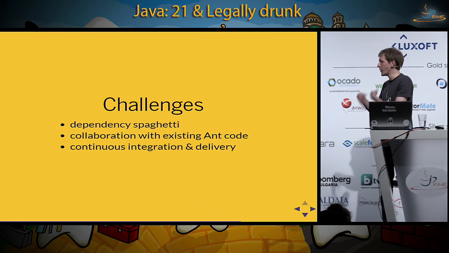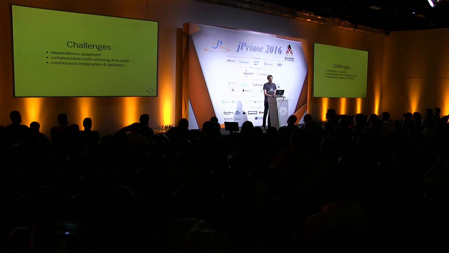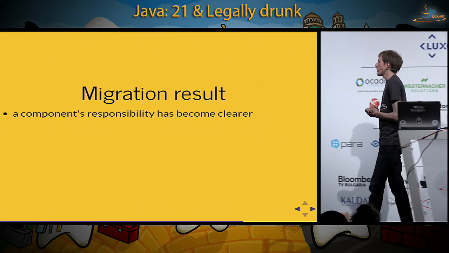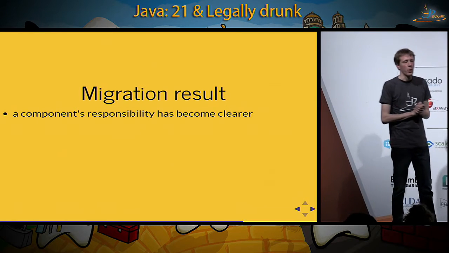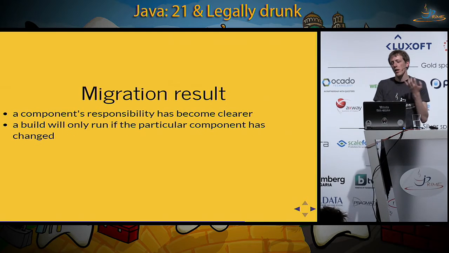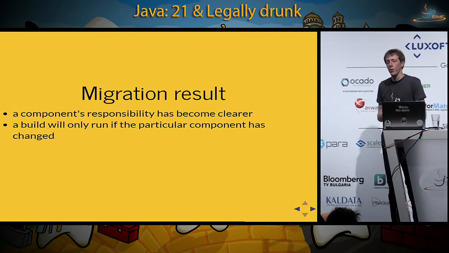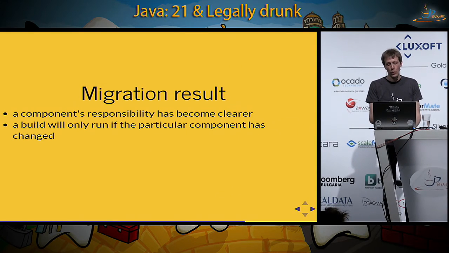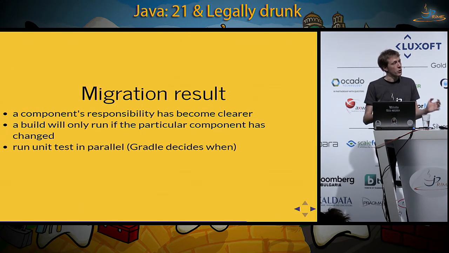And repeat, and repeat until most of it is done. So what's the result of the migration? When a person starts in our team, the responsibility of a component is more clear, so you can understand it more quickly. And a build will only run if a particular component has changed, so we had very little build time on our build service. We run unit tests in parallel.